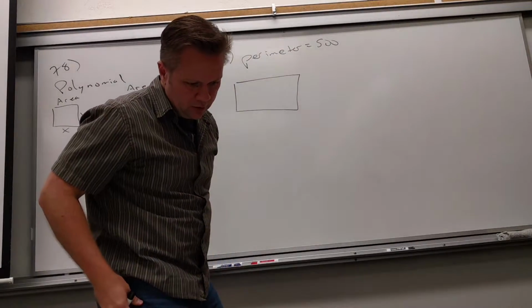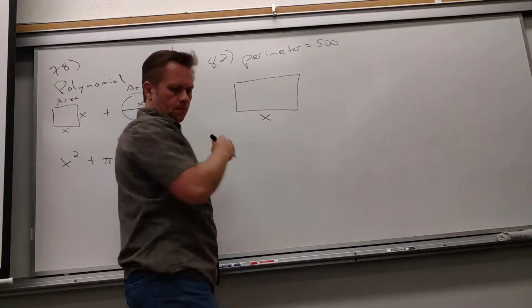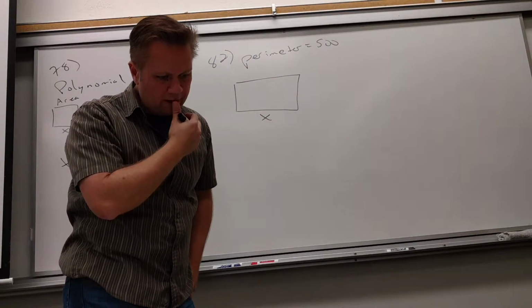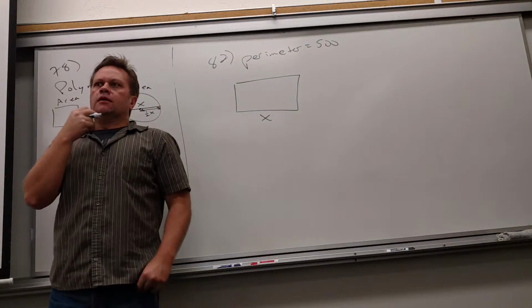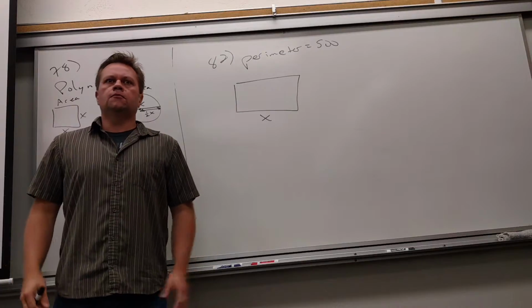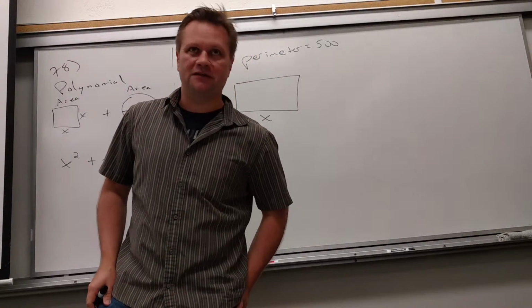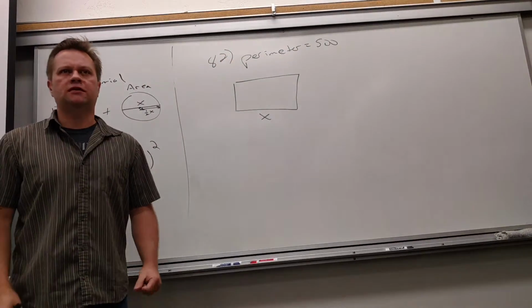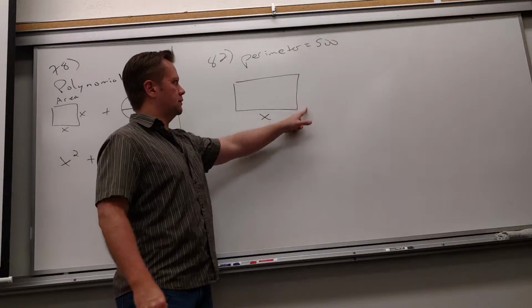And they tell you if one side of the garden has length x, write a polynomial expression that gives its area. I love this problem. There's so much in there. So it says write a polynomial expression that gives its area. What am I missing that I need to know? I need to know what this is.